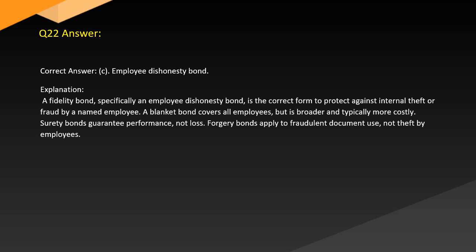Explanation. A fidelity bond, specifically an employee dishonesty bond, is the correct form to protect against internal theft or fraud by a named employee. A blanket bond covers all employees but is broader and typically more costly. Surety bonds guarantee performance, not loss. Forgery bonds apply to fraudulent document use, not theft by employees.